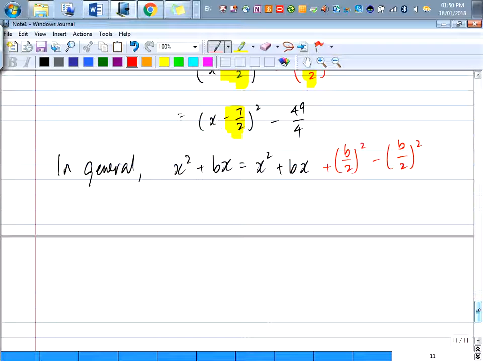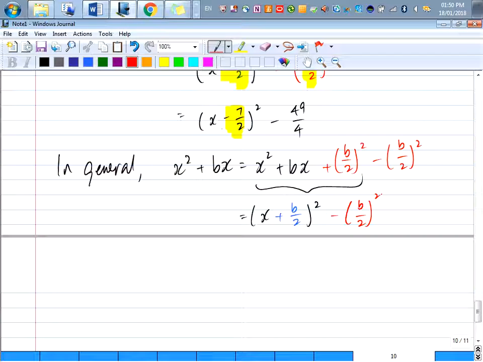And what's the point of doing all this? Because my first 3 terms give me a perfect square. That means x plus b over 2 squared, and I subtract b over 2 squared. This is what we need to learn from this lesson. Please take note that b can be positive or negative. Okay? I'll show you 2 examples, one with positive b, one with negative b.